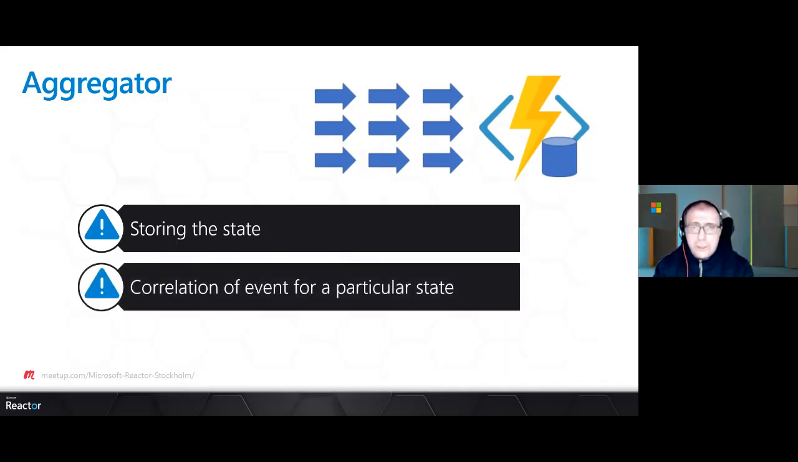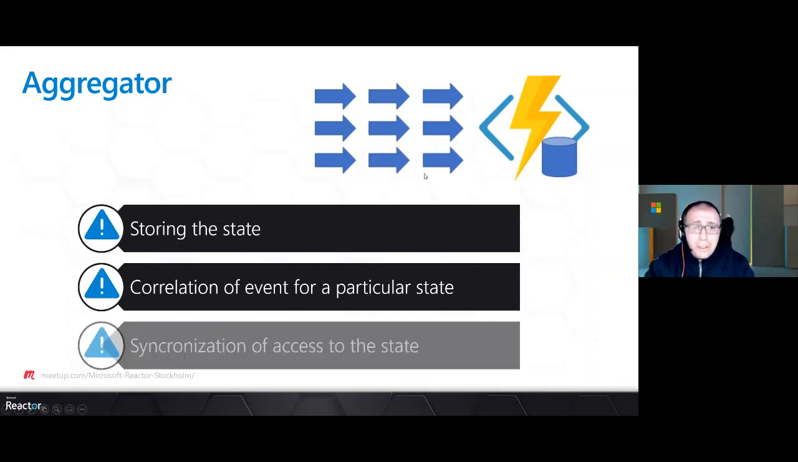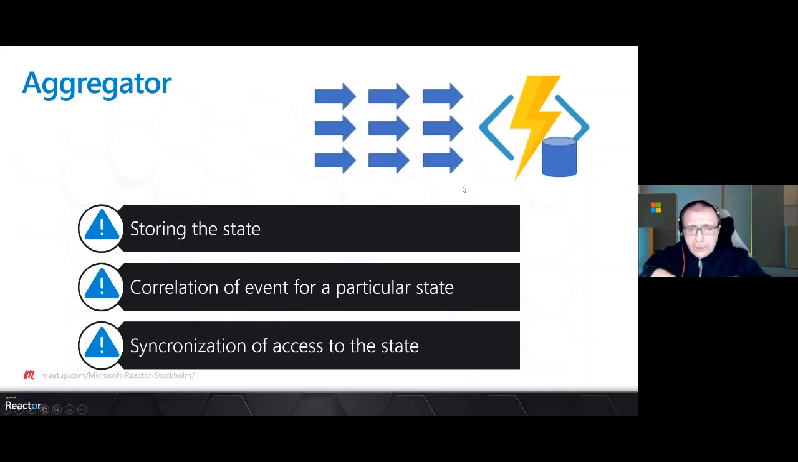Then for the correlation of the events, you need to call the same function for the first, the second, the third, and so on, because you need to aggregate the data in an object, in the same object. And even if you use a different function, you need to synchronize the access to the state, because you don't want the order to be changed. Okay, so it's not simple to manage something like this using the standard Azure function.